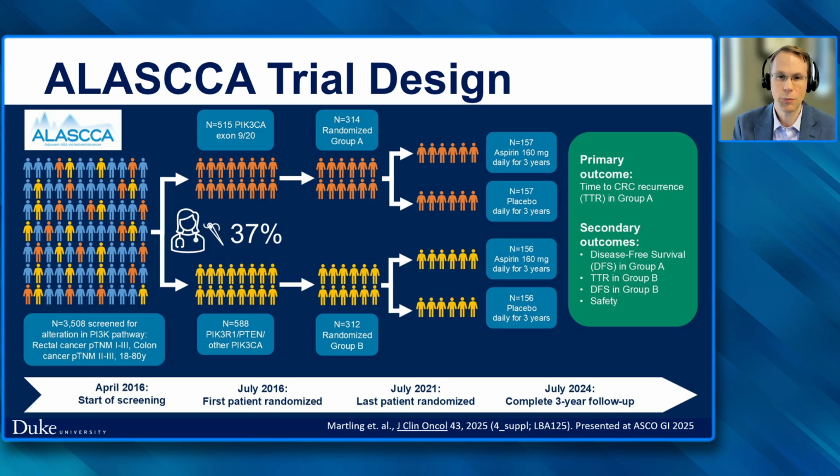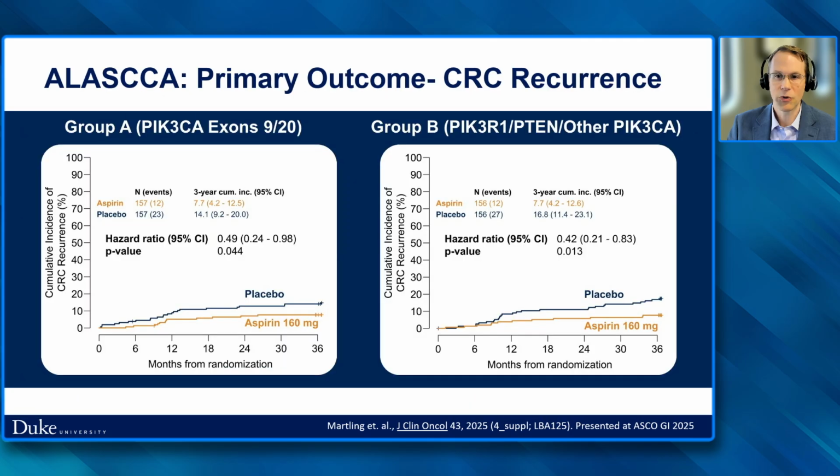It was 2 baby aspirin a day. They also looked at a second group who had more atypical PI3 kinase pathway alterations, randomized them between aspirin and placebo. Once again, 2 baby aspirin a day for 3 years. The primary outcome was time to colorectal recurrence, and we can see a fairly impressive 50% reduction in the risk of recurrence for patients who had a tumor PIK3CA exon 9 or 20 mutation. That was group A. That was the primary outcome.